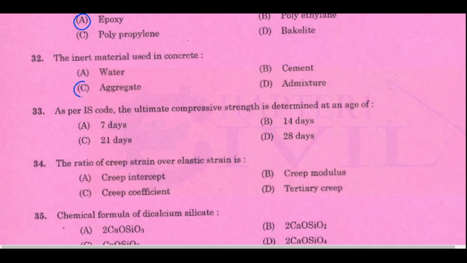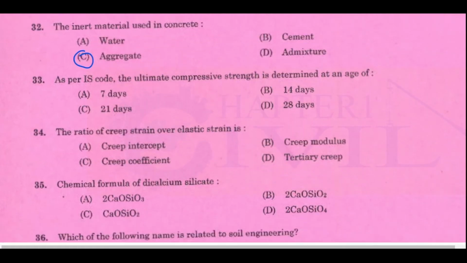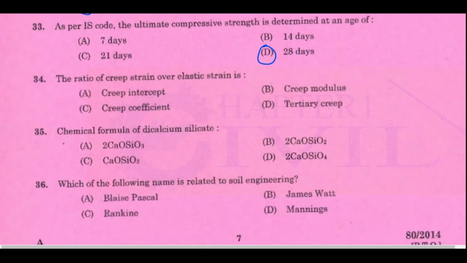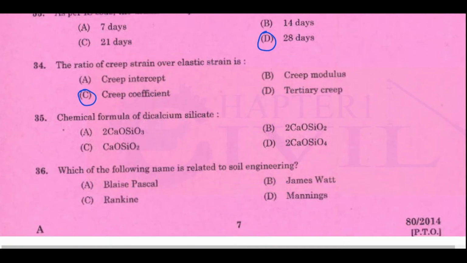It is aggregate, fine aggregate and coarse aggregate. Question number 33. As per IS code, the ultimate compressive strength is determined at an age of 7 days, 14 days, 21 days, 28 days. It is 28 days. It is considered as the ultimate compressive strength. Question number 34. The ratio of creep strain over elastic strain is creep intercept, creep modulus, creep coefficient, tertiary creep. It is creep coefficient. Creep coefficient equals creep strain by elastic strain.